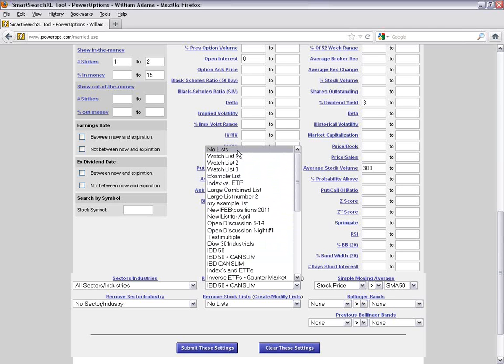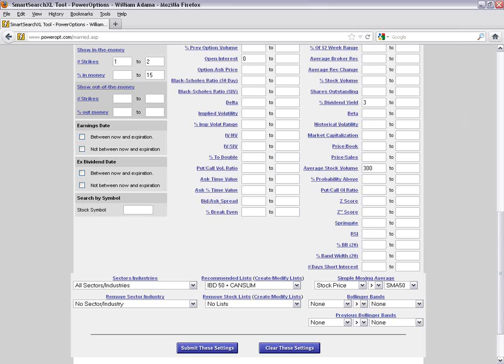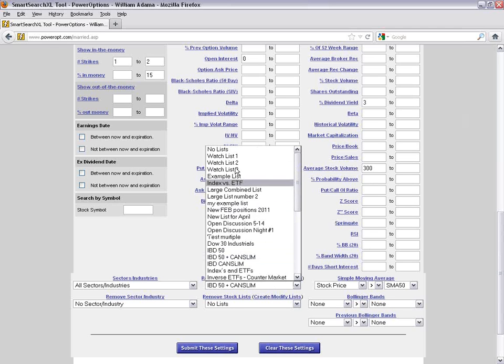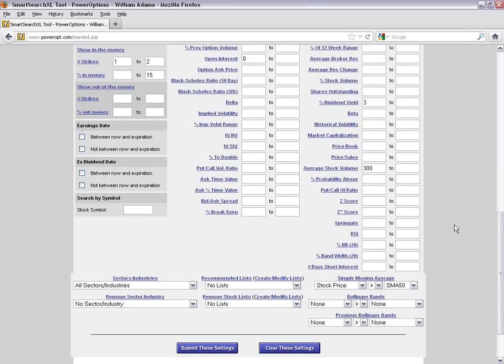And Rob says IBD CanSlim. The IBD CanSlim is the Investors Business Daily 50 stocks and what's called the CanSlim, the Investors Business Daily CanSlim list, Rob. The CanSlim is an acronym. I don't know off the top of my head exactly what it stands for, but it revolves around positive earnings and average stock volume and things of that nature. So there's just the 2 Investors Business Daily lists. Sorry, folks. I'm going to change this to no lists.